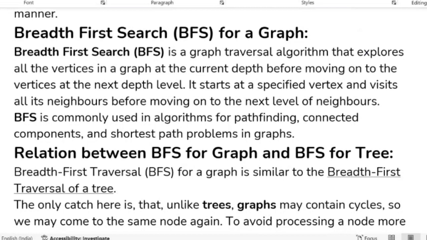Pathfinding means, assuming a computer network, we try to find the path between different peers in the network. In different graphs, we see whether two nodes are connected or not. And for finding the shortest path in graphs, we also use BFS.